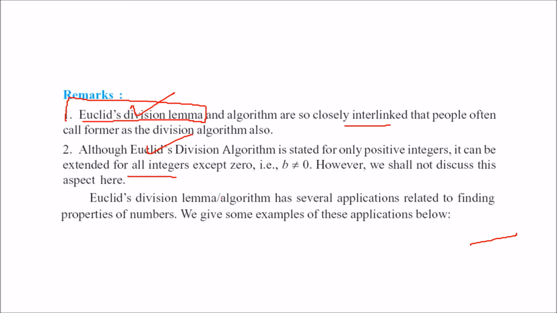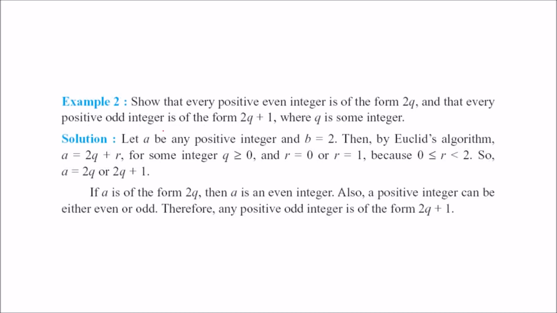So the Euclid division lemma and algorithm have various applications. Let us see. We have to show that every positive even integer is of the form 2q, and that every positive odd integer is of the form 2q plus 1. How are we going to do this? Let us take a.